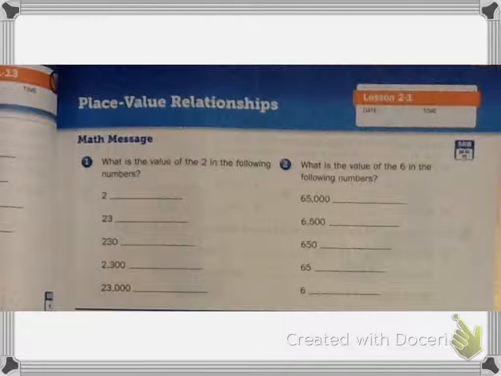Number 1 says, what is the value of 2 in the following numbers? 2, the value is 2. 23, I look at its place value. It's in the tens, so I have 2 tens. 10, 20. Then my next 2 is in the hundreds. 100, 200. It's worth 200. 2,000. Again, it's worth 2,000. 23,000.